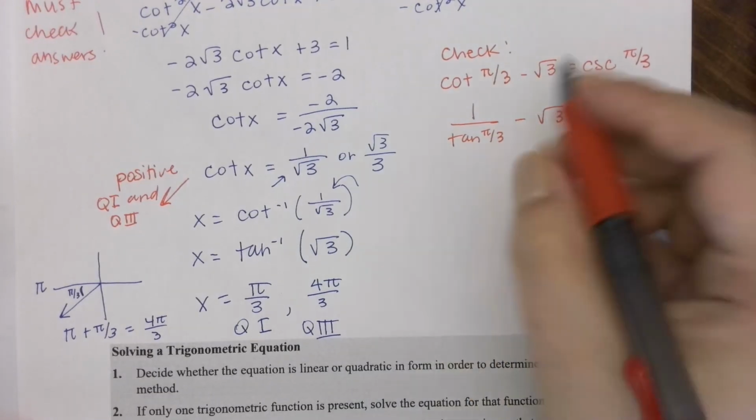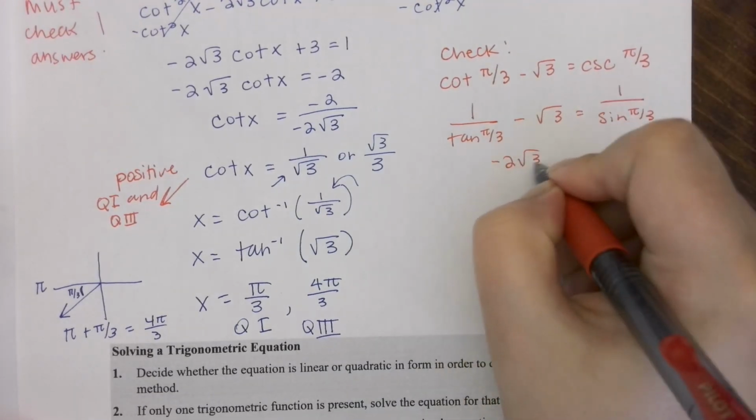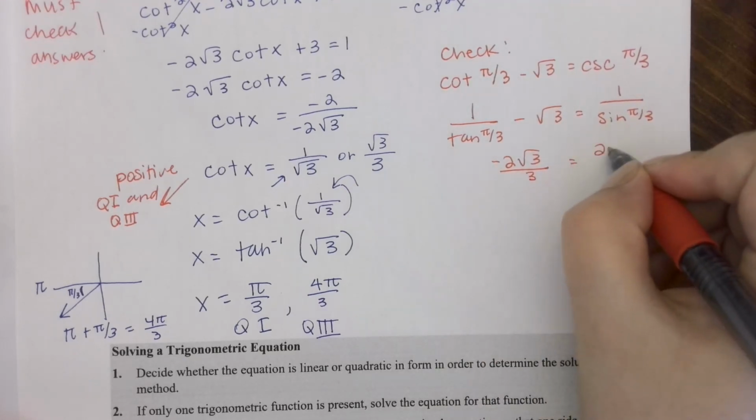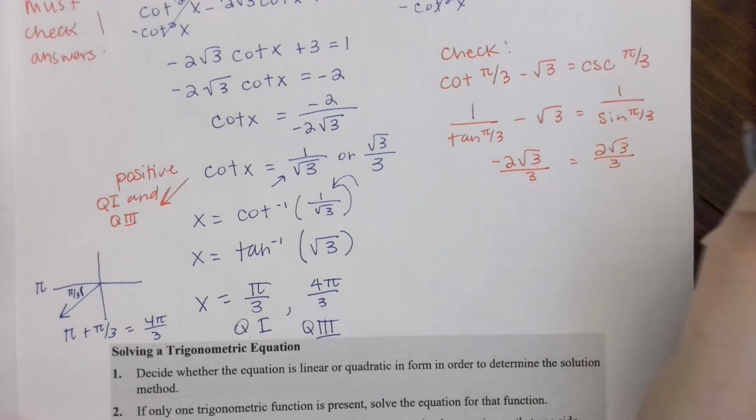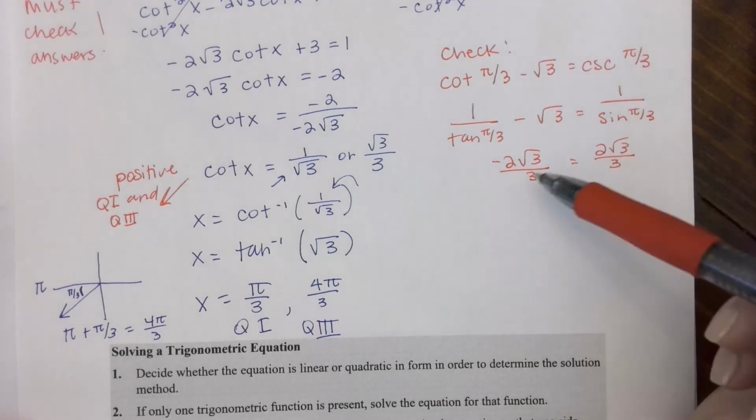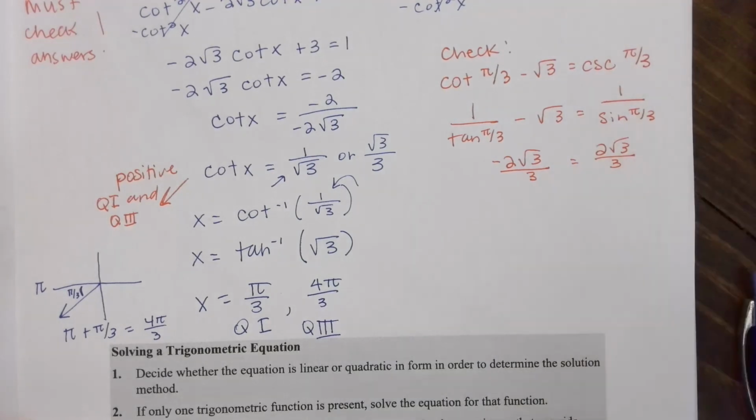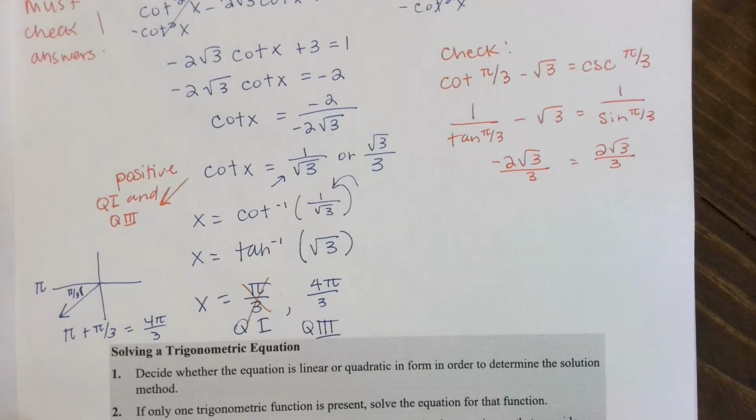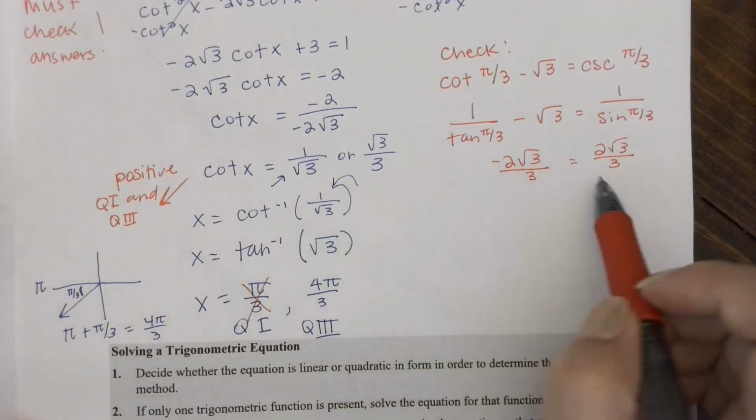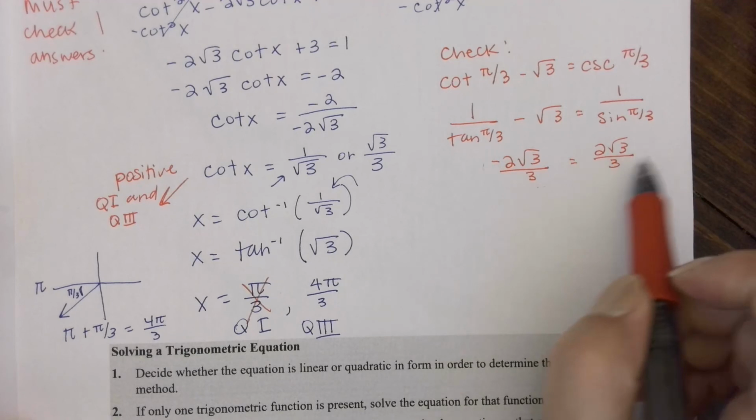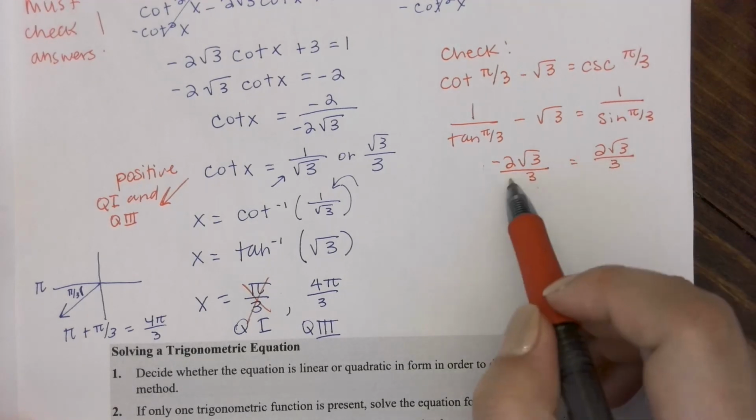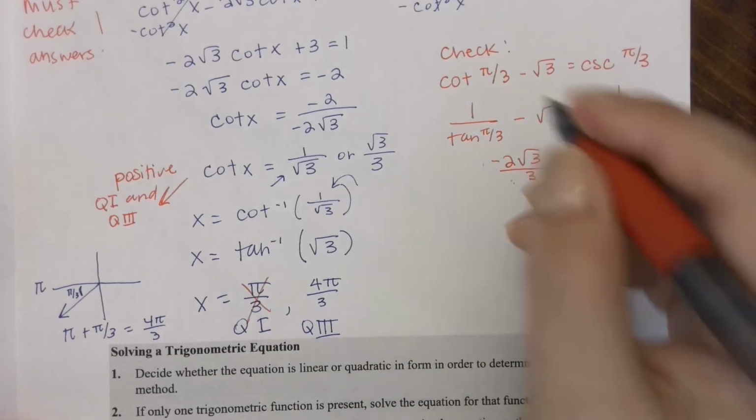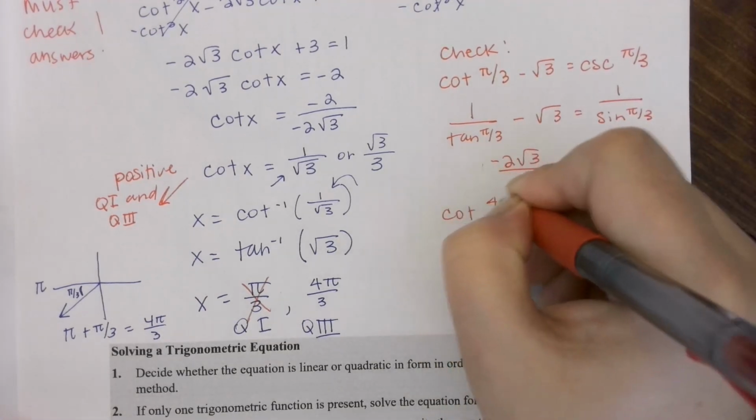Okay. So solving this is going to give me negative 2 square roots of 3 over 3 on the left side, and on the right side we have 2 square roots of 3 over 3. Okay, so the left side is negative and the right side is positive, so this does not work. Okay, so pi over 3 cannot be a solution. And this is why we check, because when we square it, we get the positive, okay? But that's not actually the case. So pi over 3 doesn't work, so then we want to check 4 pi over 3.